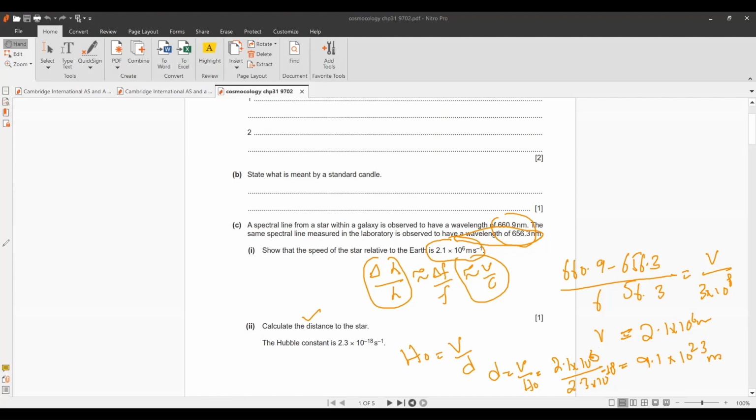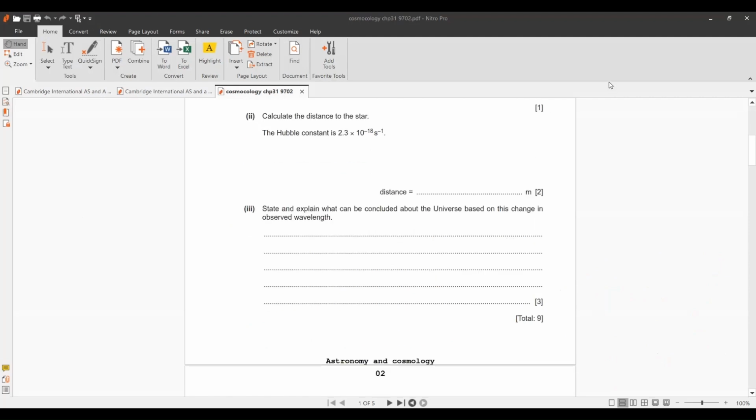Moving on to the next part, we have to state and explain what can be concluded about the universe based on these changes in the observed wavelength. We know the answer. We discussed earlier that the universe is continuously expanding. The wavelength has increased and moved to the red shift. The redshift explains that the system is receding from us. So we observe that the wavelength has increased, shifted to red. The star within the galaxy is moving away from us. So the universe is expanding.